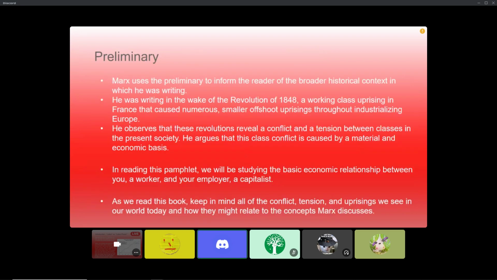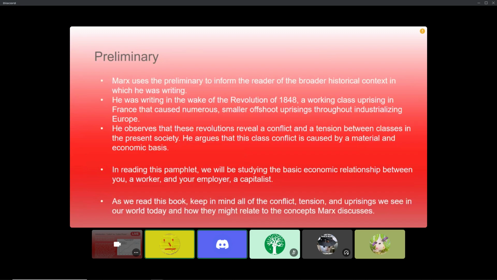So I've got one quick slide on the preliminary. Marx basically uses this to inform the reader of the broader historical context in which he's writing, because we're reading this 170 years after he wrote it, in a different time and space. And Marx knows that he's writing about general laws and phenomena that exist in a capitalist economy, but he also wants to make the reader aware: yes, I'm writing about these general things, but here's the specific reason that I'm writing about them right now.